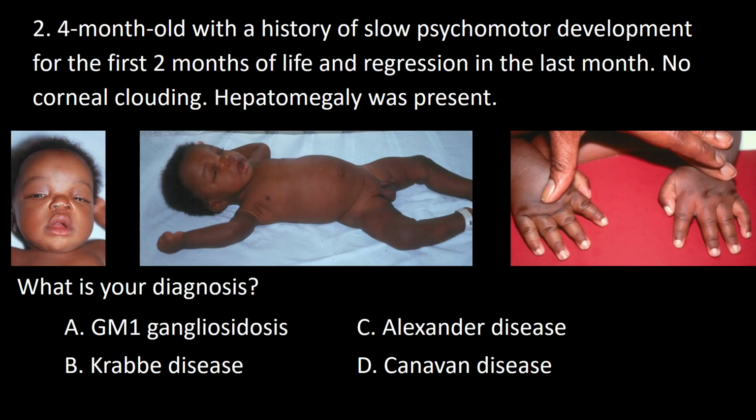Next question. A 4-month-old with a history of slow psychomotor development for the first 2 months of life and regression in the last months, no corneal clouding, hepatomegaly was present. Please take a look at these photographs and answer the following question. What is your diagnosis? A. GM1 gangliosidosis. B. Krabbe's disease. C. Alexander disease. D. Canavan's disease.